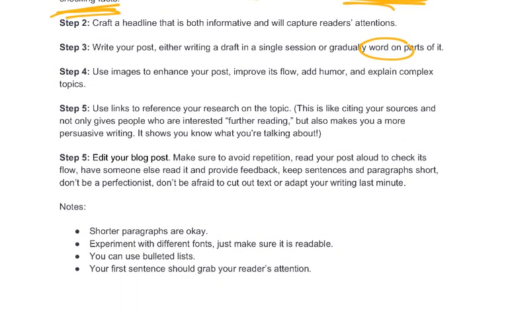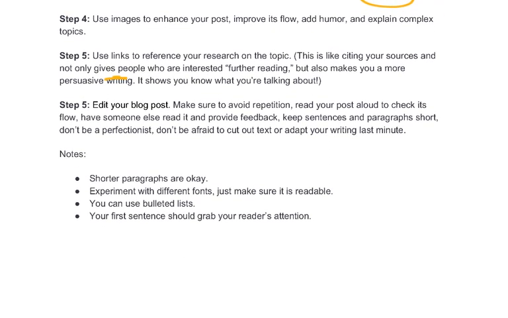Step 5, use links to reference your research on the topic. This is like citing your sources and not only gives people who are interested further reading, but also makes you a more persuasive writer. It shows you know what you're talking about. And then remember too, I shouldn't have to say, but if you take information from another source, it must be cited, and you cannot take huge chunks from another source or else you're just republishing it, and that's also plagiarism. So any plagiarism will result in a 0 and no opportunity for a retake.